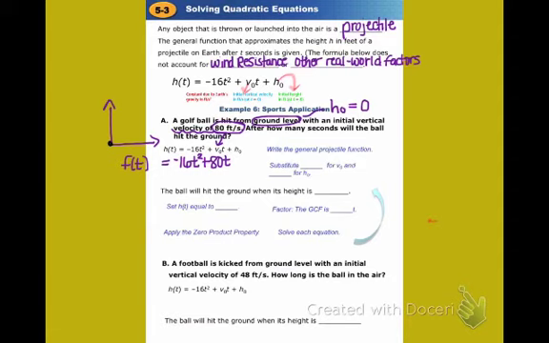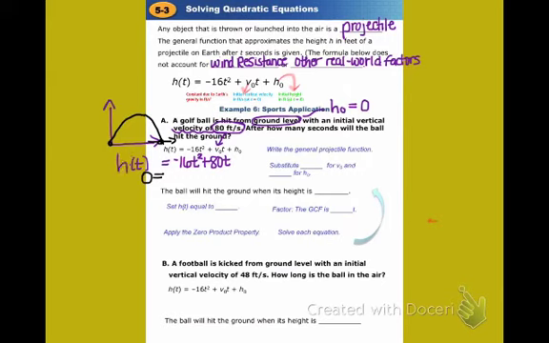Again, this golf ball starts on the ground and is hit in the air. It's going to reach a certain highest point, and it's going to come back down and hit the ground. And we want to know when it hits the ground. So what we really want to know is when the output, or the y value, is equal to 0. So we're going to substitute in 0 for h of t, the height.